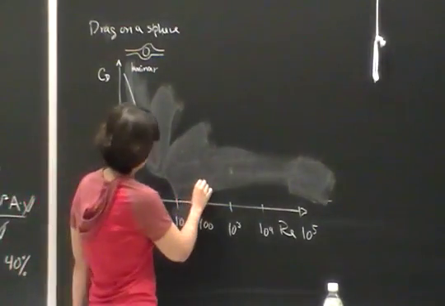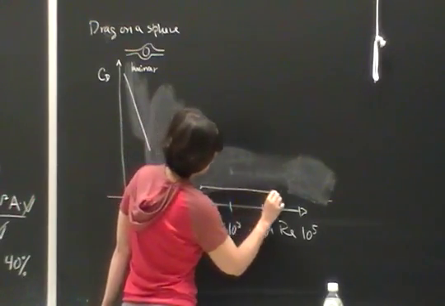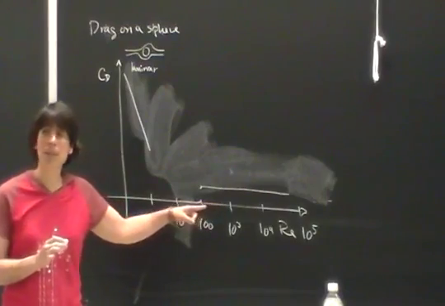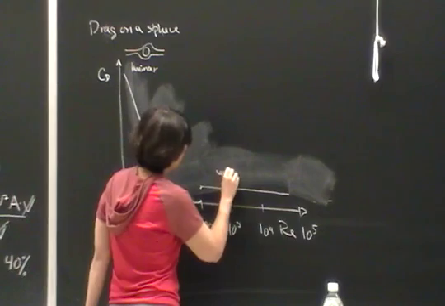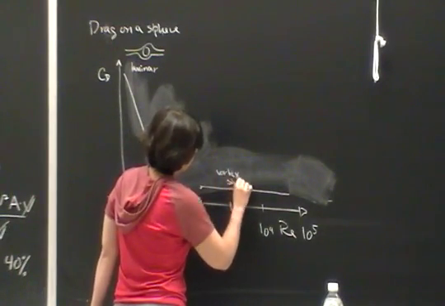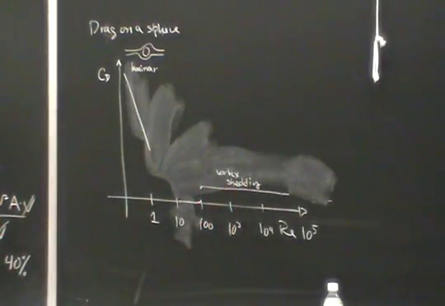Out here, at about 100, you get to something where, and this is where our scaling worked well in the high Reynolds number limit, you get vortex separation, vortex shedding. The sphere is kicking out the vortices behind it.